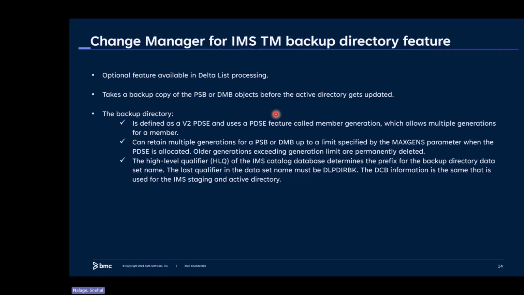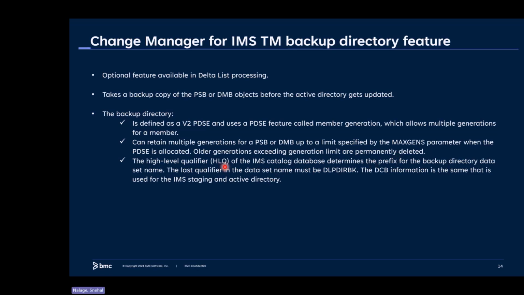This is the directory that is known only to Delta, and this directory has to be defined as a V2 PDSE, and it uses a PDSE feature called member generation, which allows multiple generations for a member to be stored in the library. That's why it can maintain multiple backup copies for the PSBs and DMBs, up to the limit which is specified by the maxgen parameter. This parameter can be specified while allocating this data set.